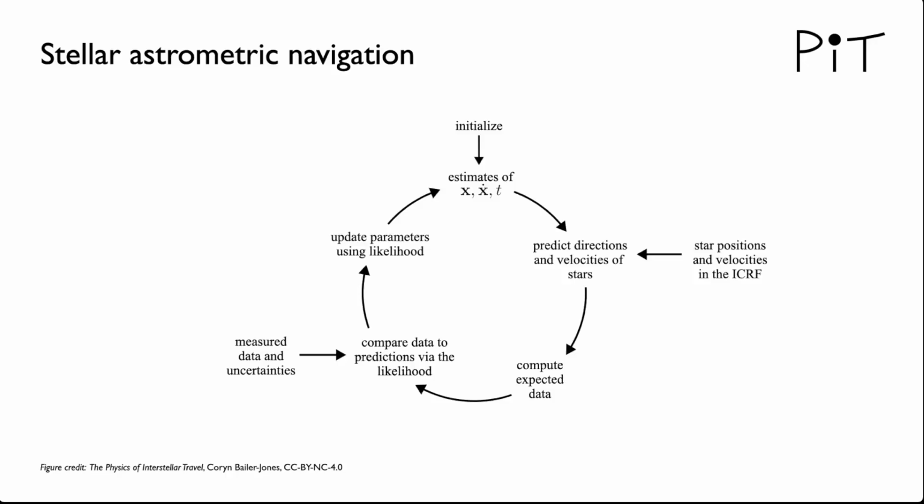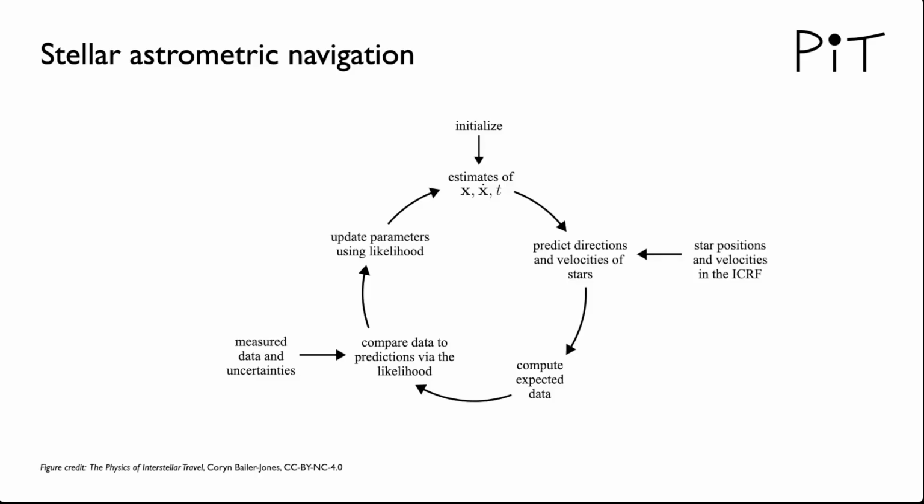The equations involved in this are nonlinear, so we need to use an iterative method to do this, as summarized in this diagram. A key input to this method is the three-dimensional positions of nearby stars relative to the Sun, which have been determined to high accuracy by the European Space Agency's Gaia mission.